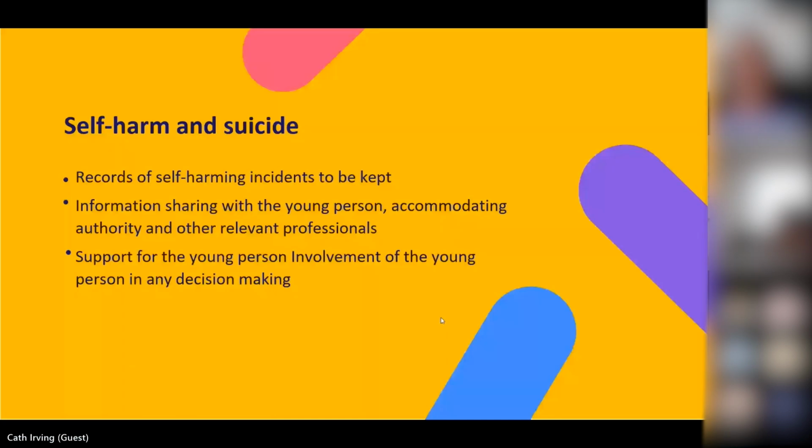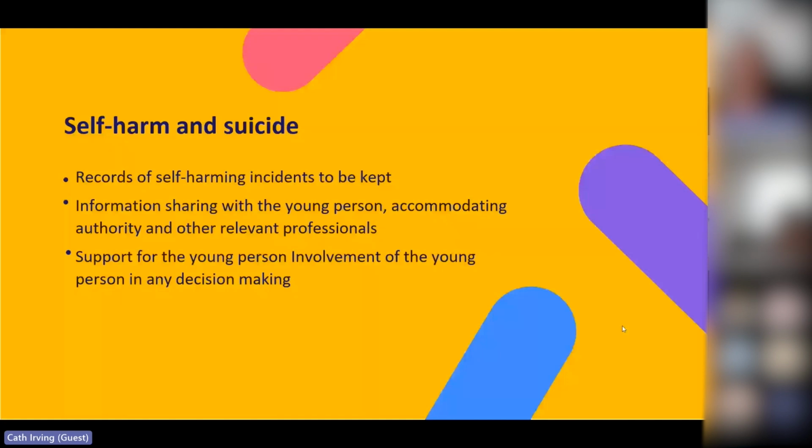Your policies in relation to self-harm and suicide should reflect your statement of purpose. Records of any self-harm incidents must be kept, and you must inform the relevant authorities if information needs to be shared, such as the accommodation authority or other necessary professionals. So consider the good information sharing guidance that we're going to talk about later.